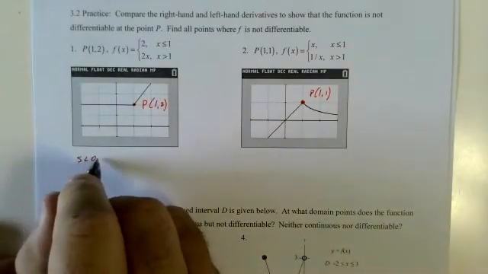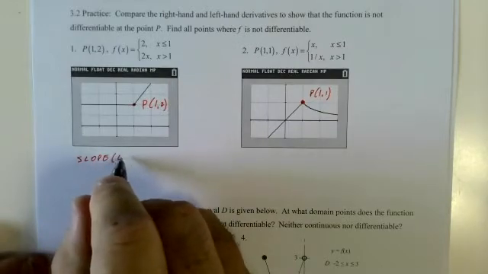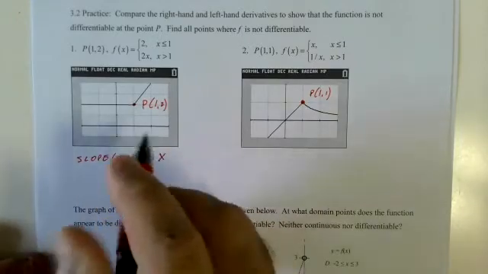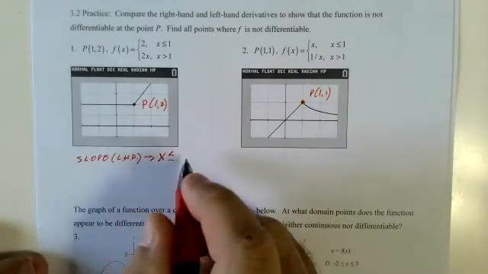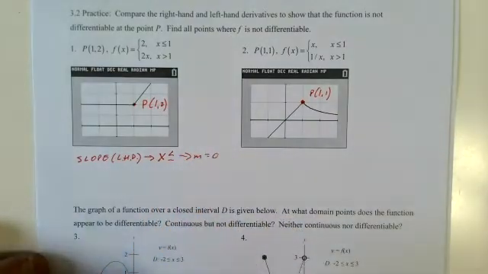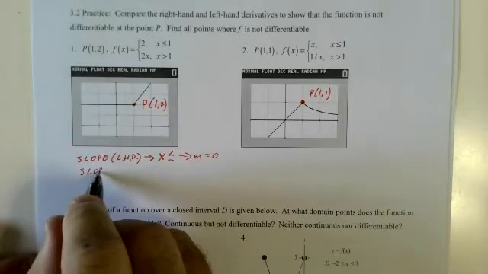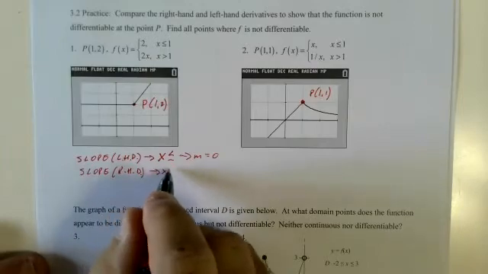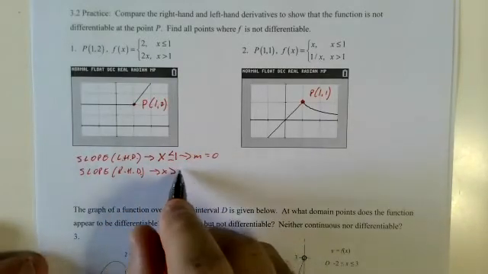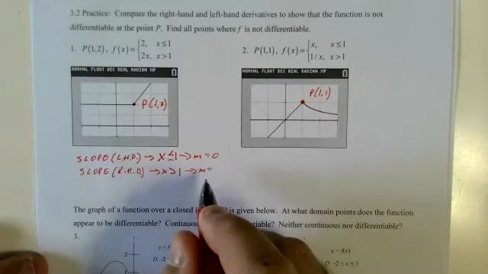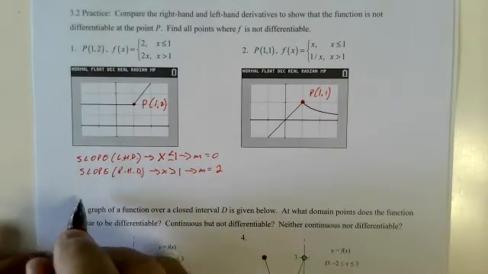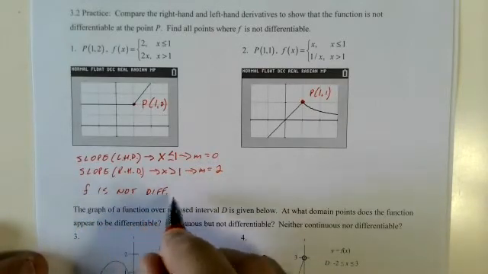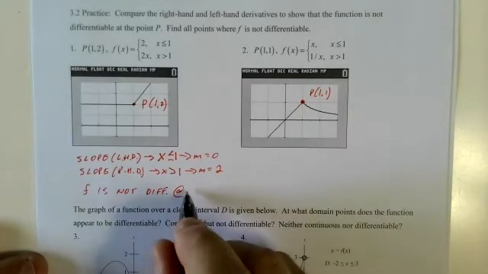So the slope of the left-hand derivative, also known as when x is less than or equal to 1, slope is 0. Slope of the right-hand derivative when x is greater than 1, slope is 2, if I'm not mistaken. So f is not differentiable at point P or x equals 1.